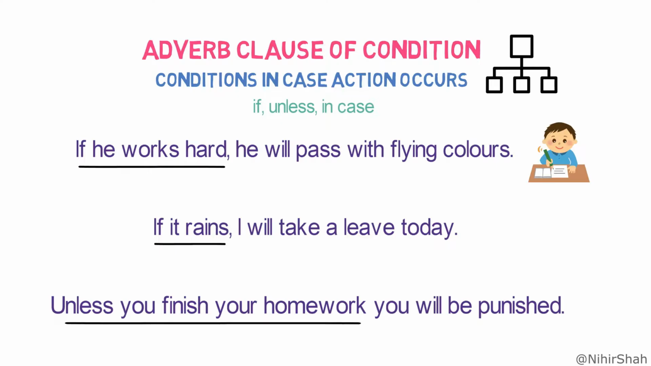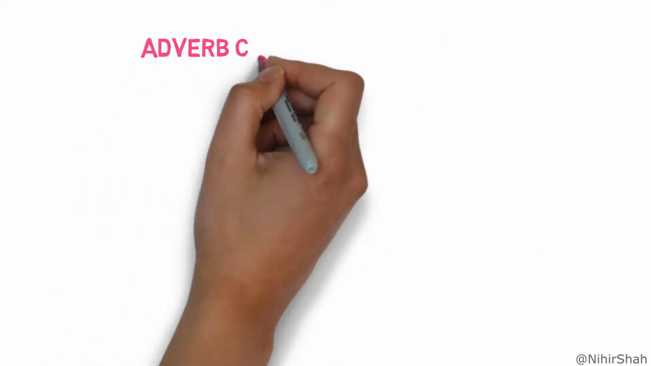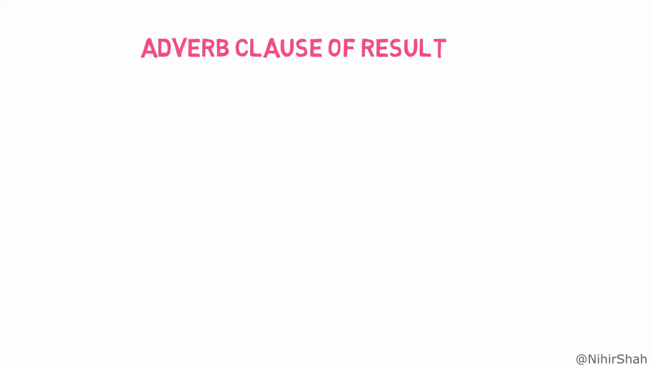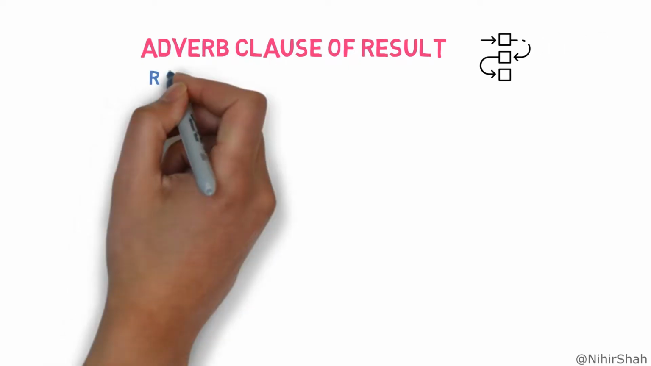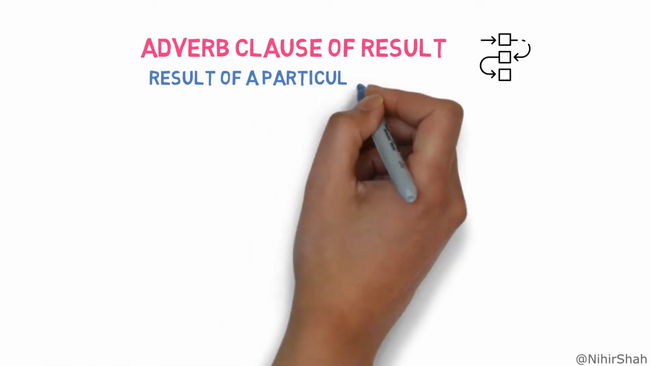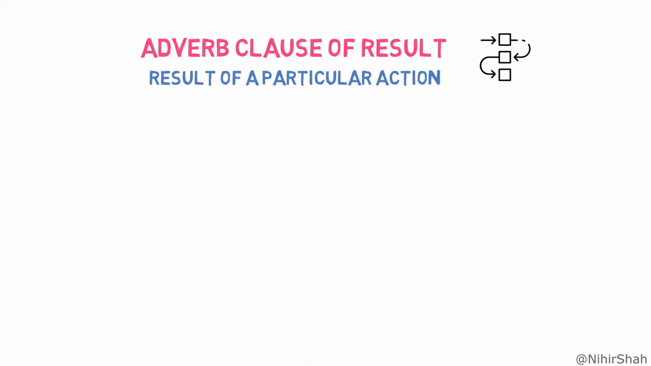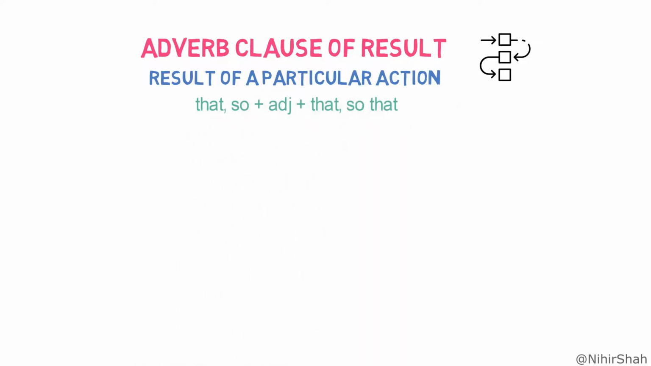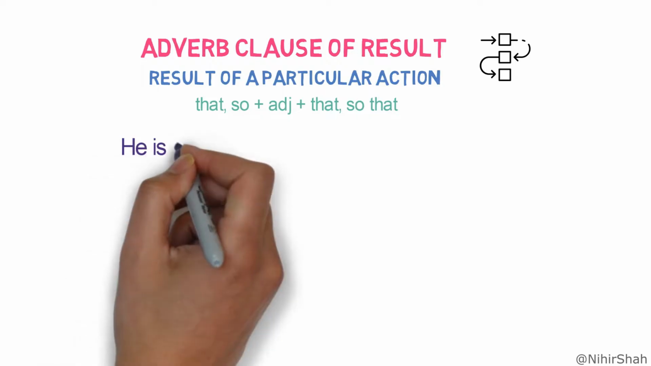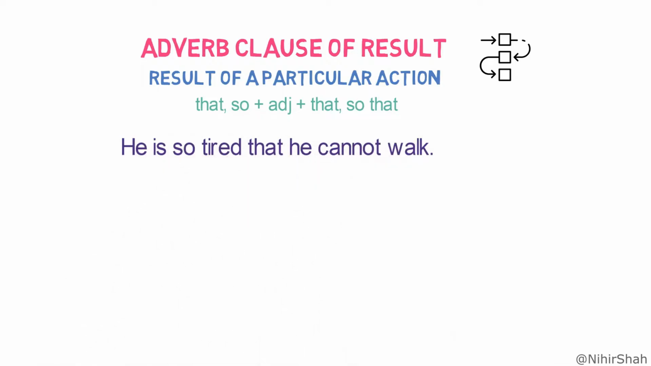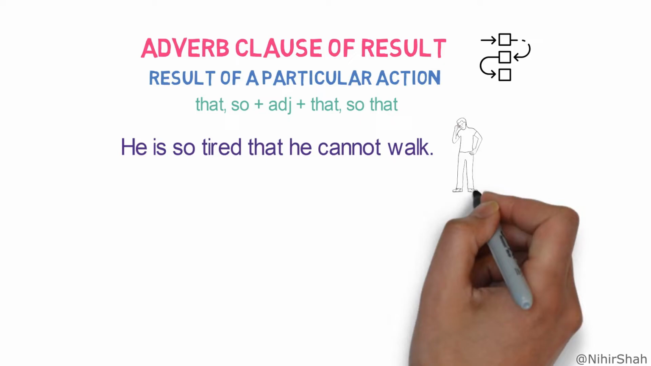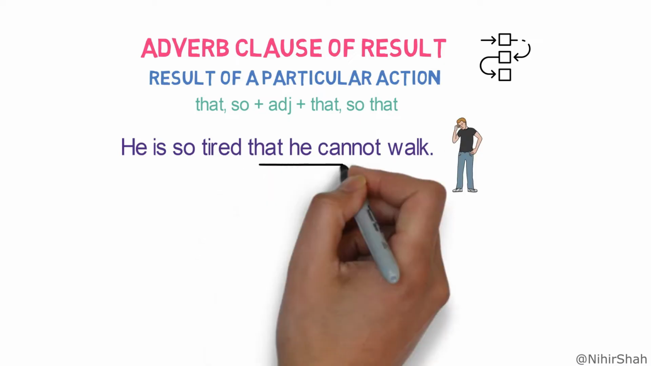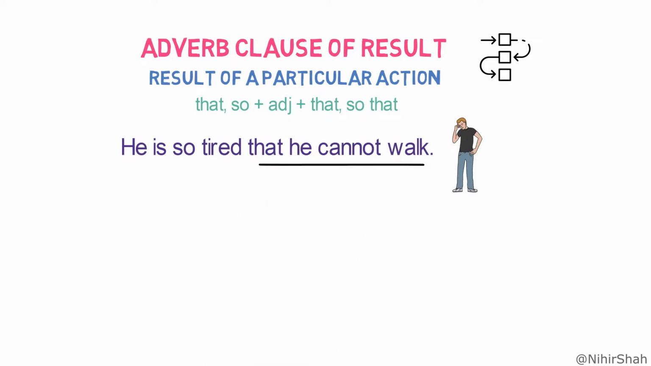Let's look into the next type of adverb clause. Number 6, adverb clause of result. The adverb clause of result describes the outcome or result of a particular action or thing. The most common subordinating conjunctions are that, so plus adjective plus that, and so that. For example, he is so tired that he cannot walk. Here, as he is so tired, the clause that he cannot walk shows the result. So, it's an adverb clause of result.